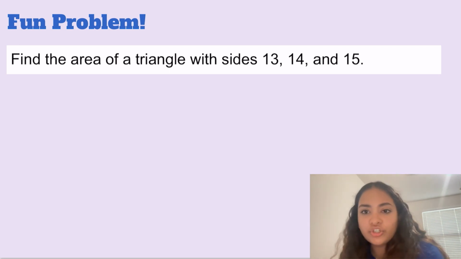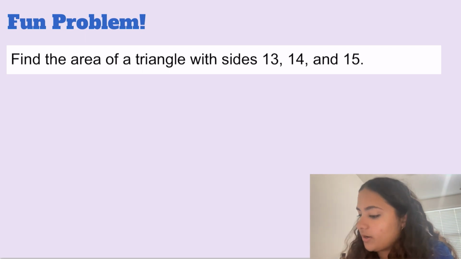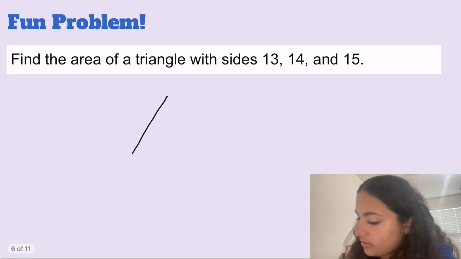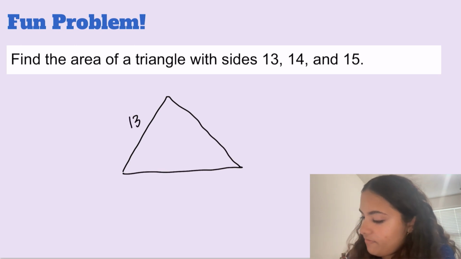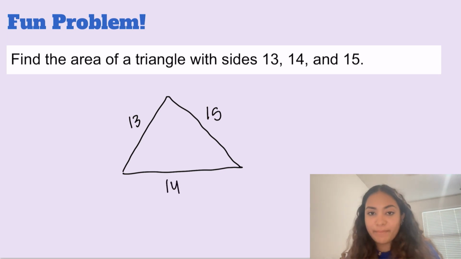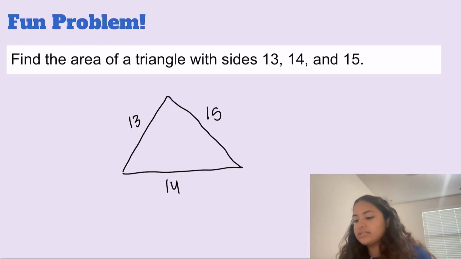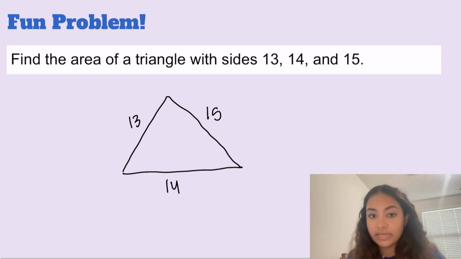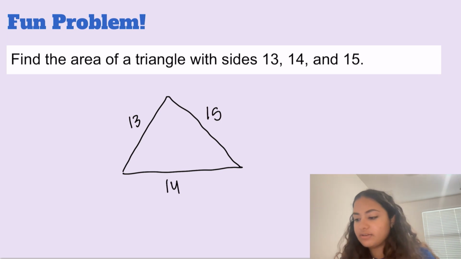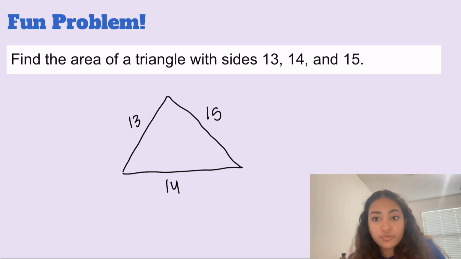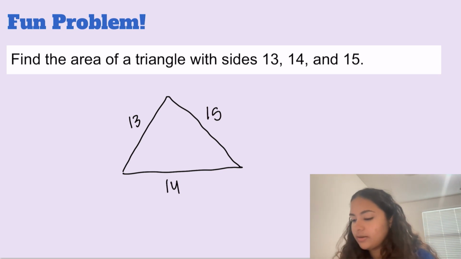So let's draw a picture to get a better idea of what we're working with. If we draw the triangle, we have 13, 15, and 14. And because we have the Pythagorean triples fresh in our mind, we might be able to observe a pattern using them. We can see that we have the number 13. And if you go back and look at the slide with all of the examples of the Pythagorean triples, we can see that there's one that's 5, 12, 13.